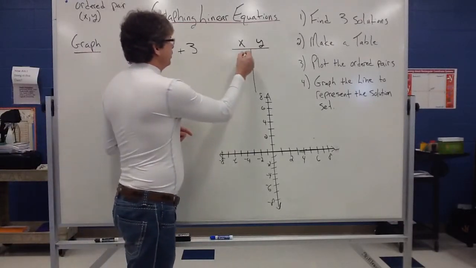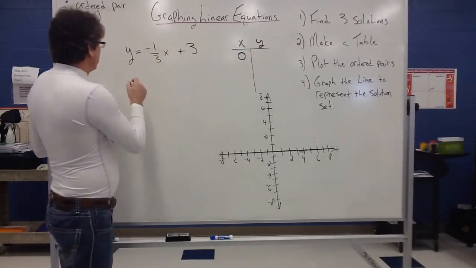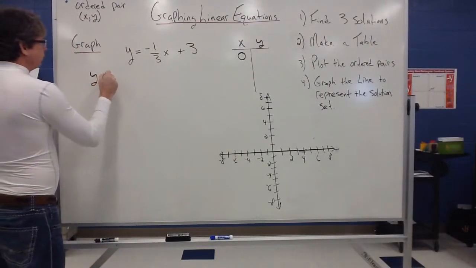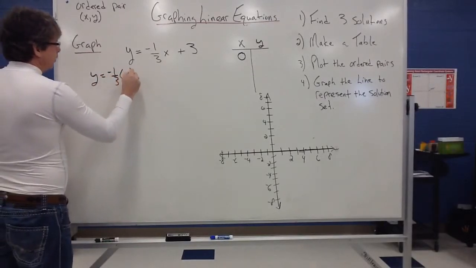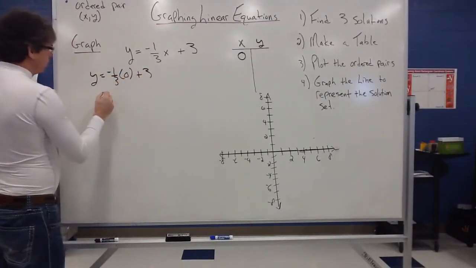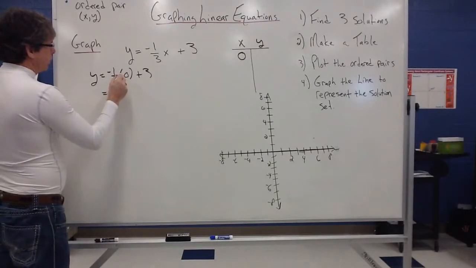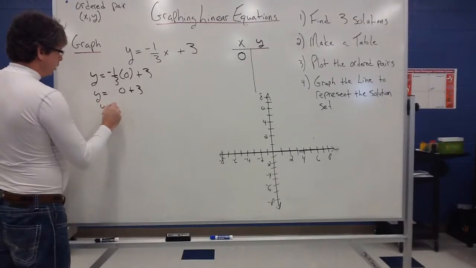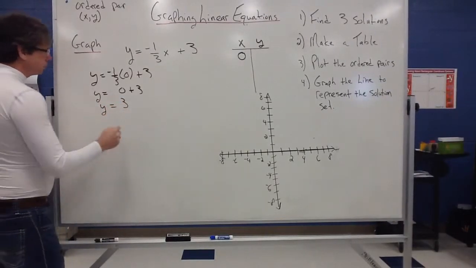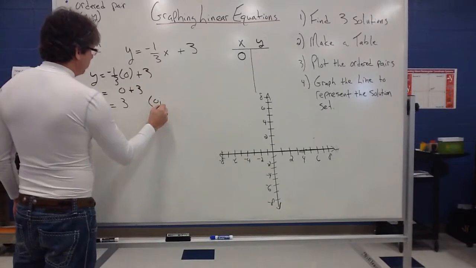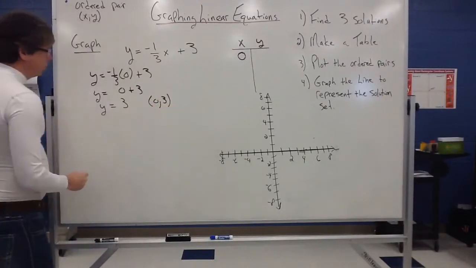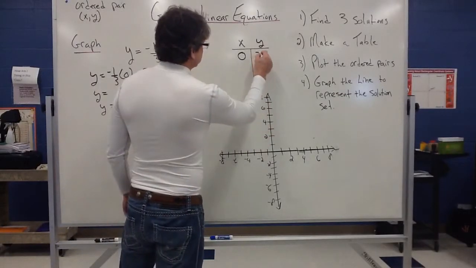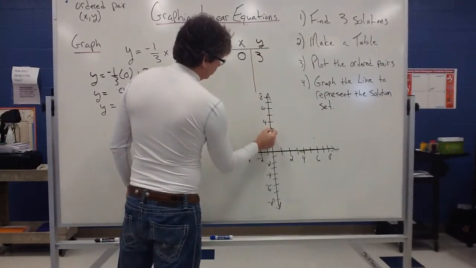So if I pick 0 in for x, y is going to equal negative 1/3 times 0 plus 3. Negative 1/3 times 0 would be 0. I have 0 plus 3, so y is going to equal 3. So this means that (0, 3) would be a solution. (0, 3) would be a solution. I will go ahead and graph that. (0, 3) would be right there.